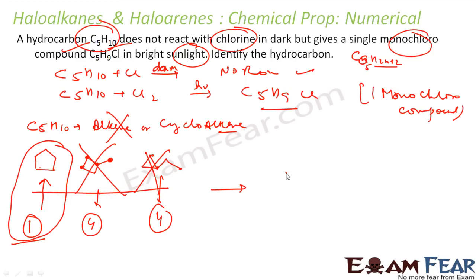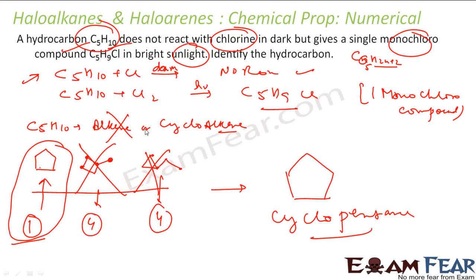That means the compound I'm talking about is cyclopentane. Hope you understood the two logic. The first one with the formula, we could find that it's either alkene or cycloalkane. The first clue was given that in the dark it doesn't react with chlorine. That means it is not alkene. It has to be cycloalkane. There are 3 possibilities of cycloalkane. The next clue we have got was that when it reacts with chlorine in sunlight, it gives one monochloride compound, and we saw that only one of these, that is cyclopentane, is meeting this condition.